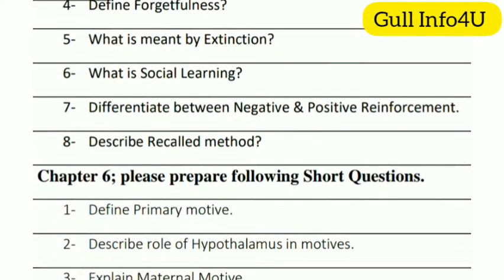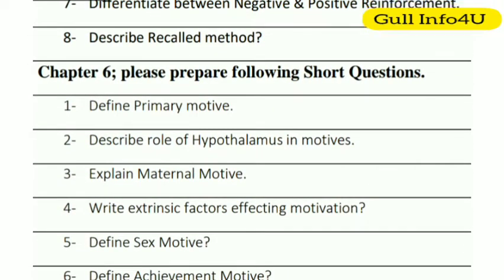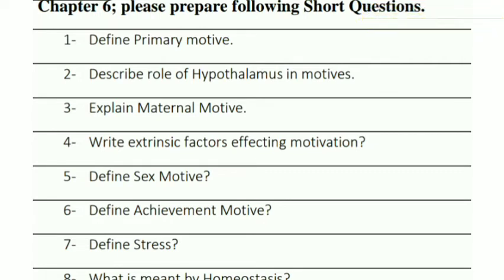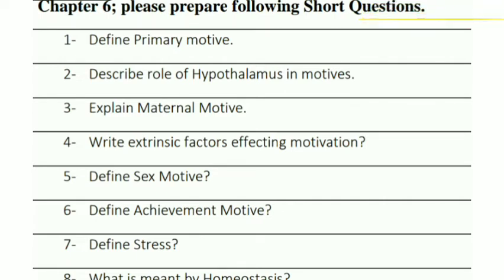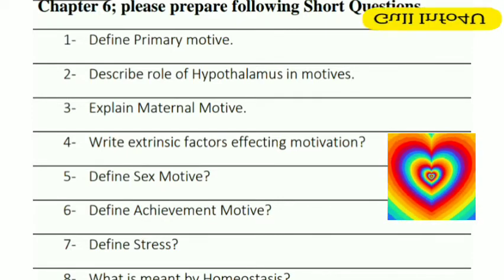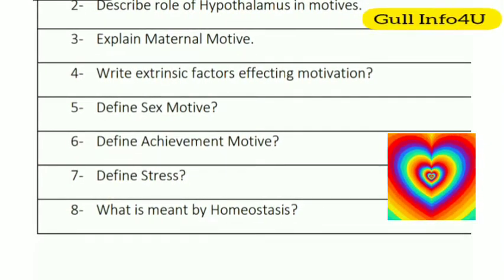And moving towards chapter 6, you have to prepare the following short questions. 1, define primary motive. 2, role of hypothalamus in motives. 3, explain maternal motive. 4, write extrinsic factors affecting motivation. 5, define sex motive. 6, define achievement motives. 7, define stress. And 8, what is meant by homeostasis.